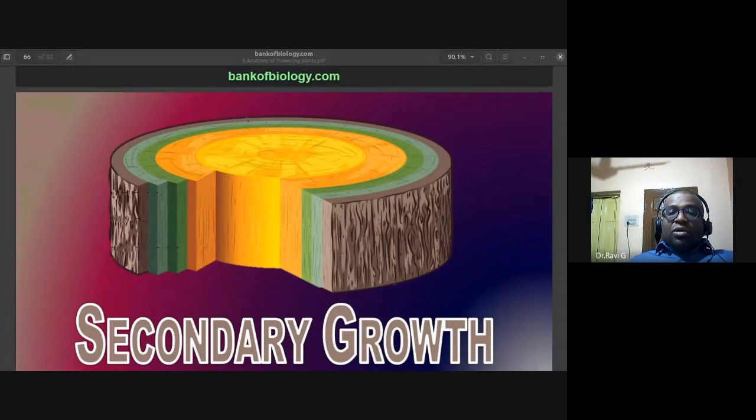So the early wood and late wood together we call as annual ring. Early wood is also called spring wood. The late wood is also called autumn wood. Together we call them annual rings. By counting the number of annual rings, we can determine the age of trees. The branch of biology which deals with determining the age of trees by counting the number of annual rings, we call dendrochronology. The study of wood is called dendrology.